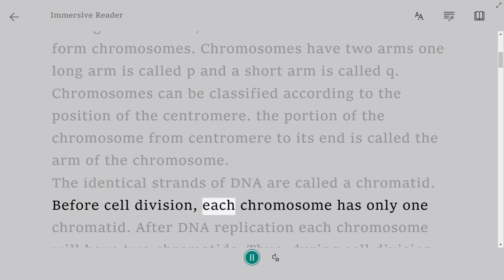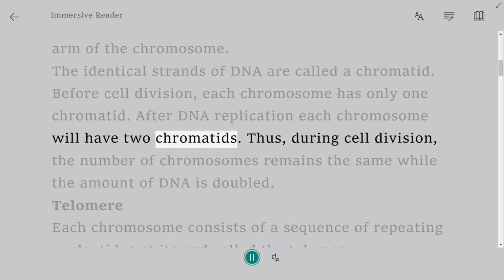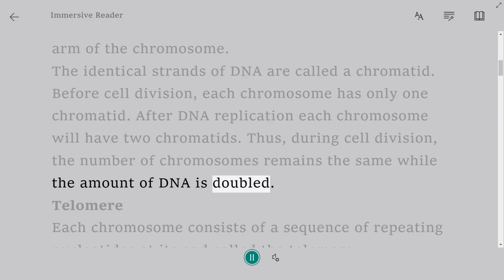Before cell division, each chromosome has only one chromatid. After DNA replication, each chromosome will have 2 chromatids. Thus, during cell division, the number of chromosomes remains the same while the amount of DNA is doubled.